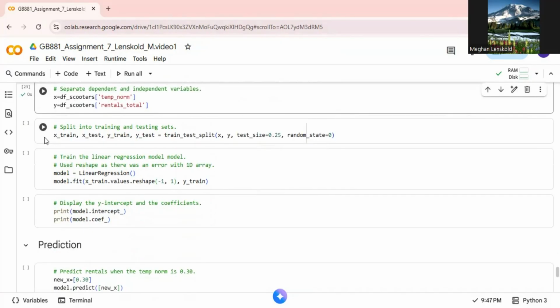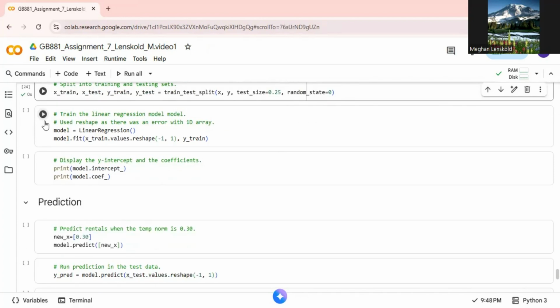Then before training, we need to split our data into training and testing sets using train test split. I'm keeping 25% of the data here for testing, which means the model will learn patterns from the 75% of the data, and then we'll evaluate how accurately it predicts the remaining 25%.